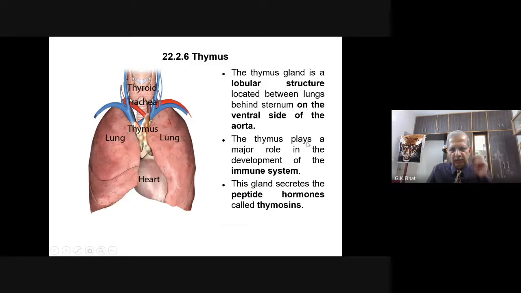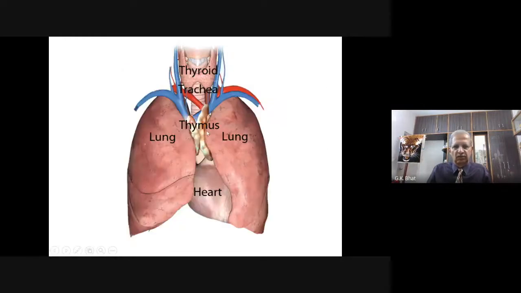The thymus plays a major role in the development of the immune system. This gland secretes a peptide hormone called thymosin. Thymus gland produces a hormone called thymosin. This is the thymus gland, situated in between the lungs and on the ventral side of the windpipe or trachea.